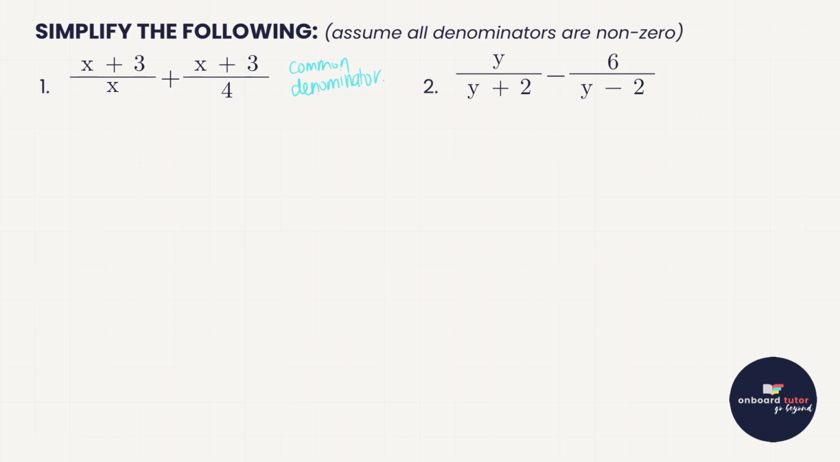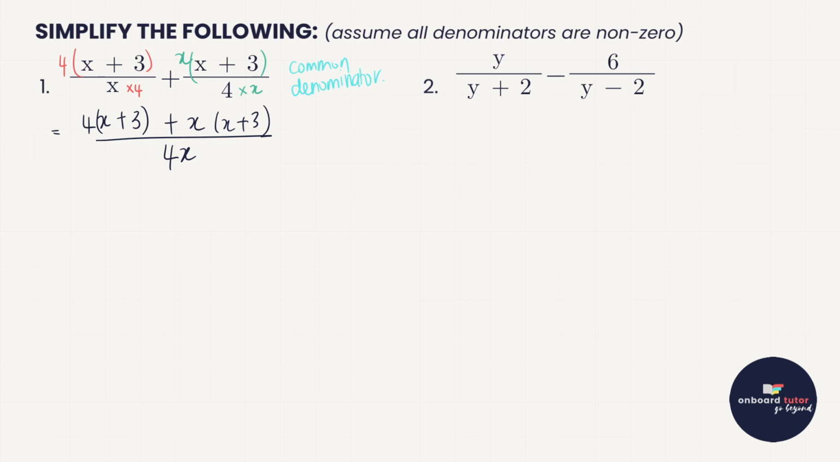Okay, so this denominator needs to multiply by 4. And what I do to the bottom, I do to the top. And this denominator here needs to multiply by x. And what I do to the bottom, I do to the top. Okay, I like to write the thing I'm multiplying by in front of the bracket because it just helps me to apply that distributive law when the time comes. So 4 times x plus 3 plus x times x plus 3. And all of that is now over the same denominator of 4x.